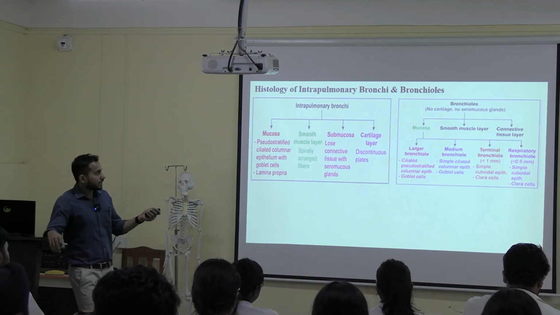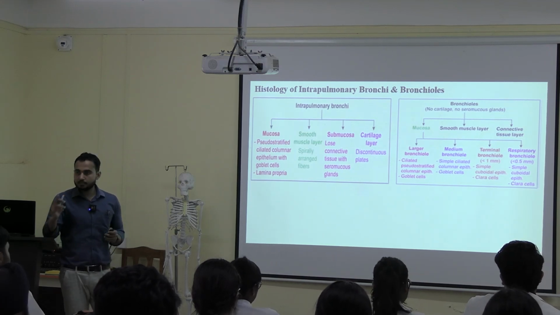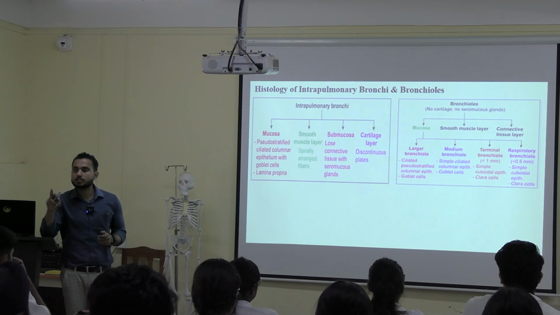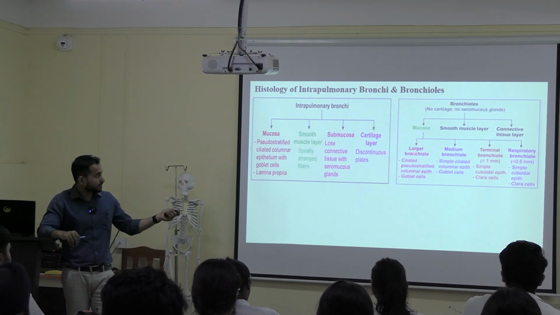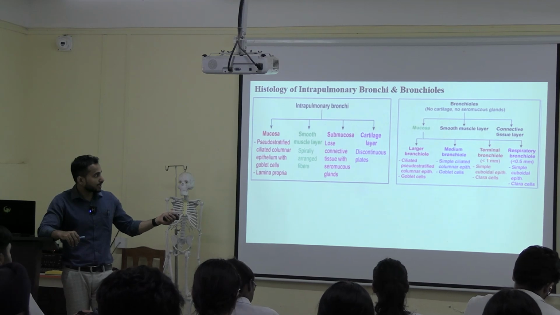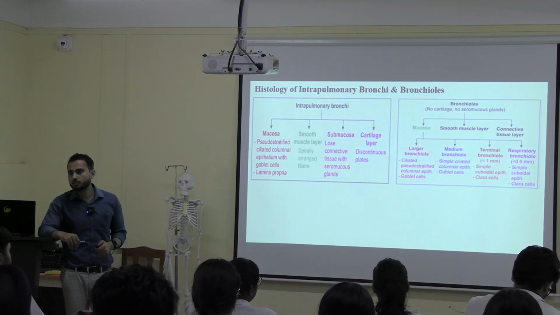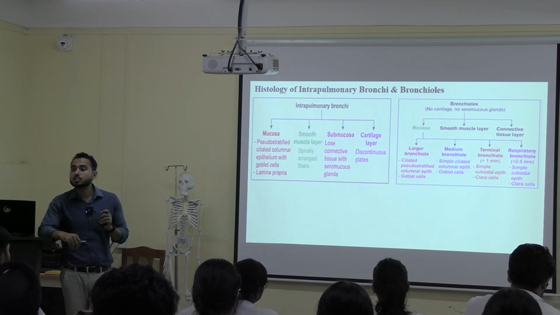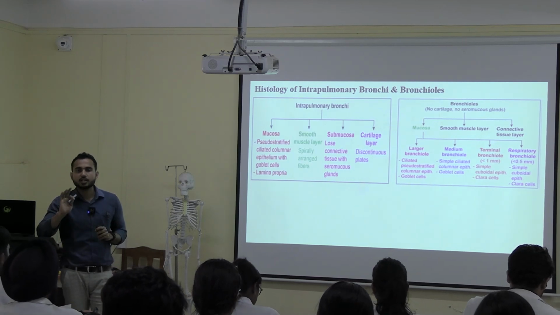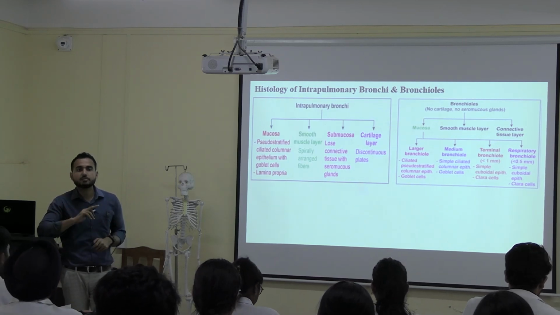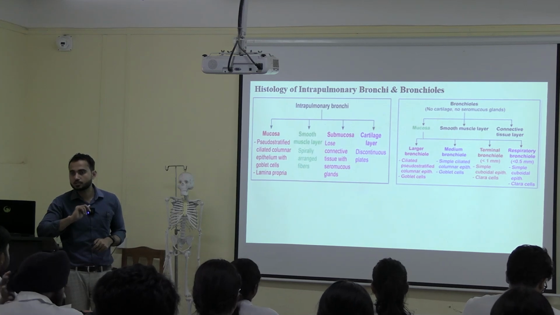Okay? Next, depending on the diameter of the bronchioles, subdivision is done. As you can see, larger bronchiole, medium bronchiole, terminal bronchiole, and respiratory bronchiole. And respiratory bronchiole is the smallest one. जितना भी bronchiole होता है उसमें सबसे smallest कौन सा है? Respiratory bronchiole. The diameter is less than 0.5 millimeter. Okay.